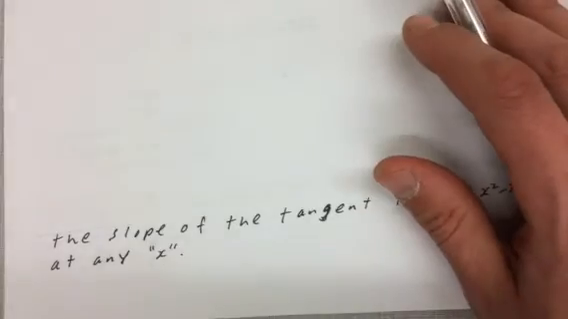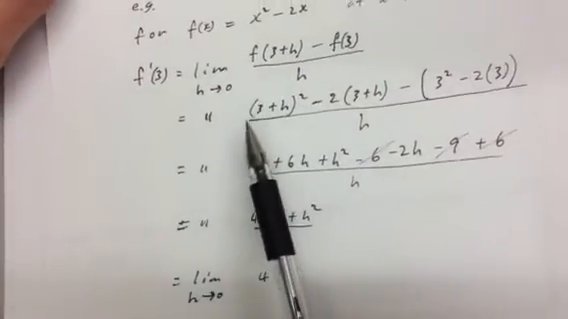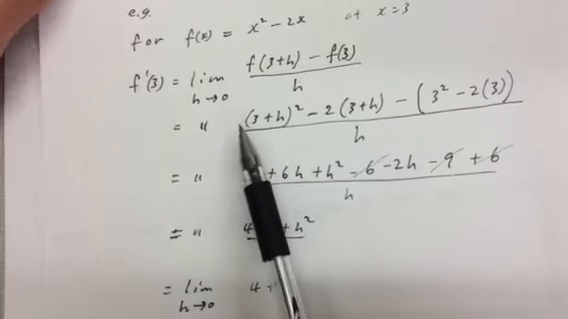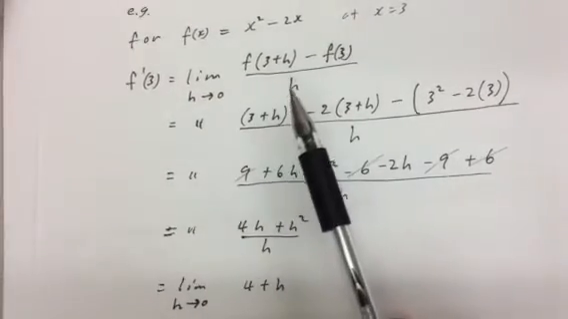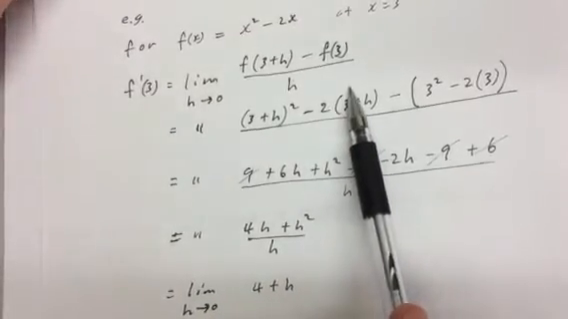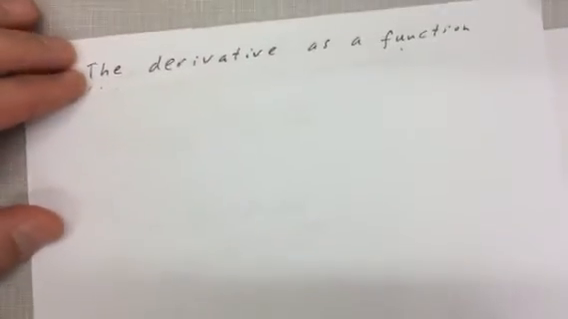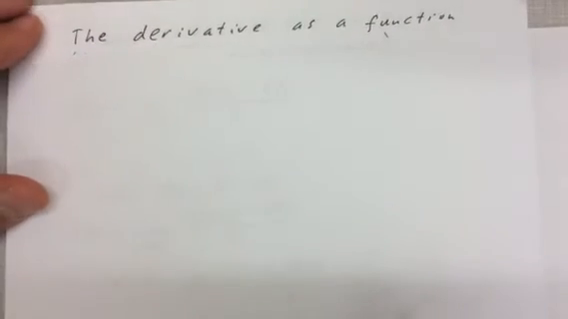This method of finding the derivative is called finding the derivative from first principles. If you ever see that on a test or a quiz, from first principles means using the limit definition of the derivative. Things are going to get really nice here after a little bit, but it's going to require a lot of ugly hard work first to get to a really nice point.